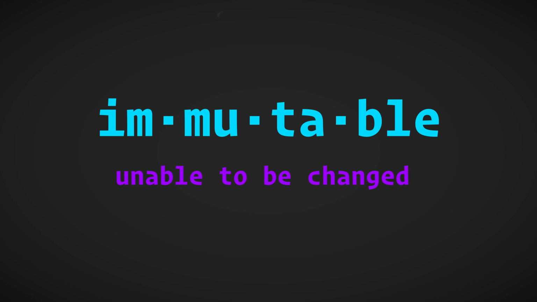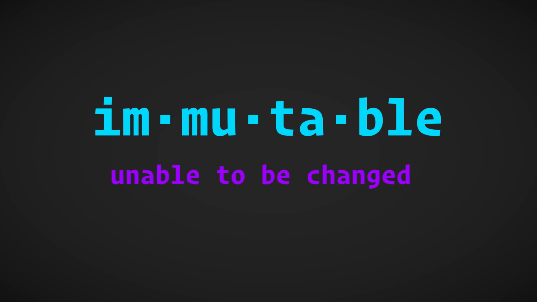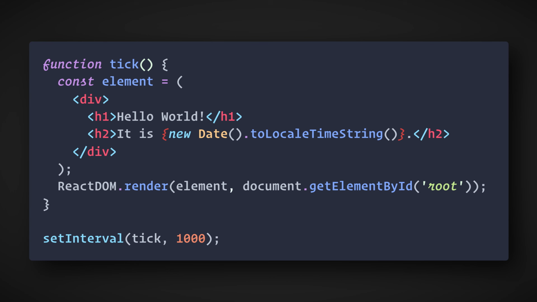So far, the only way that we've learned how to update the UI is to create a new element and pass it to ReactDOM.render. Here's an example. This calls ReactDOM.render every second. Now let's see what's actually happening behind the scenes.